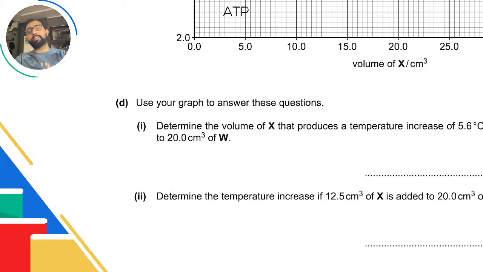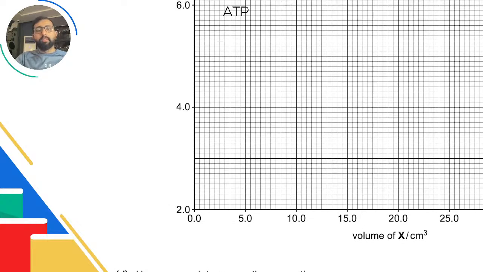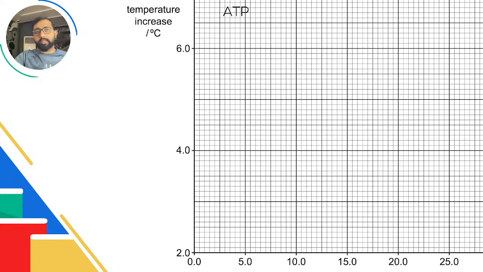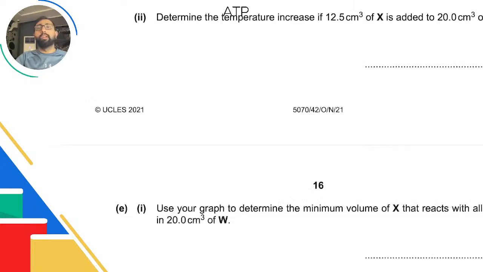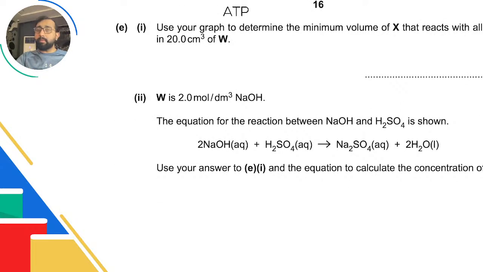Determine the temperature increase if 12.5 was added, so 12.5 hum volume se dekhenge. We'll draw a vertical line and we will find the temperature increase for that. So it's pretty straightforward. Use your graph to determine the minimum volume that reacts with all of sodium hydroxide in 20 cm cube. Theek hai.